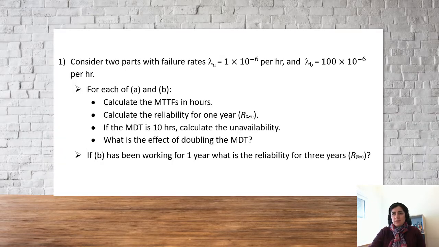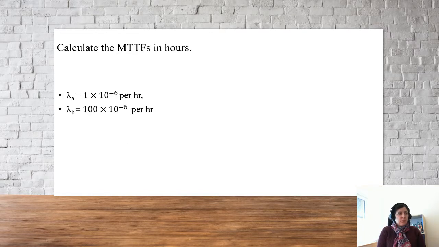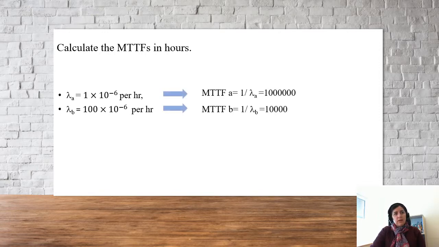So here is the first question. It was about two parts with different failure rates. The first part was calculating the mean time to failure in hours, and our failure rate was per hour. In order to calculate the mean time to failure, we divide 1 by our failure rate, and for the first component it's 1 million hours, and for the second component it is around 10,000.